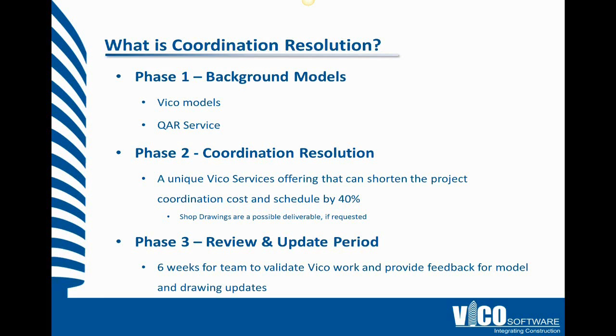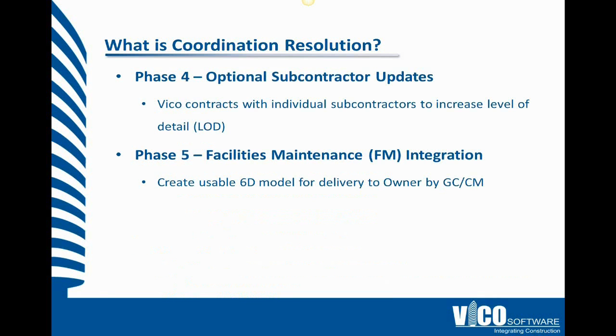Once we deliver what is considered the early phase coordination up there in Phase 2, we have a review and update period. This is an opportunity for the general contractors, the subcontractors, the design team, and anyone else who is involved to see the work that we've done, provide their feedback, maybe mark up the 2D drawings, write and respond to some of the RFIs, and make sure that this early phase coordination gets developed further so that it's closer to what we need for the installation.